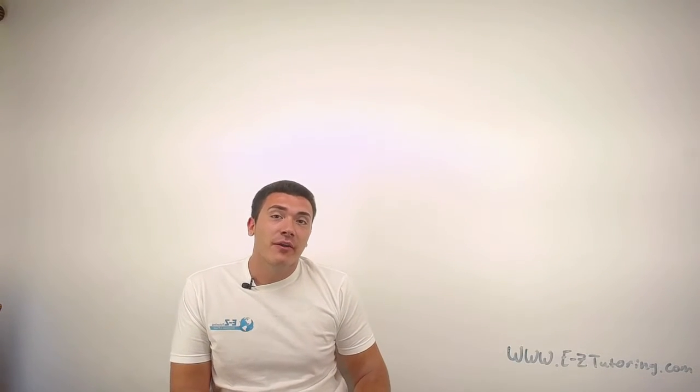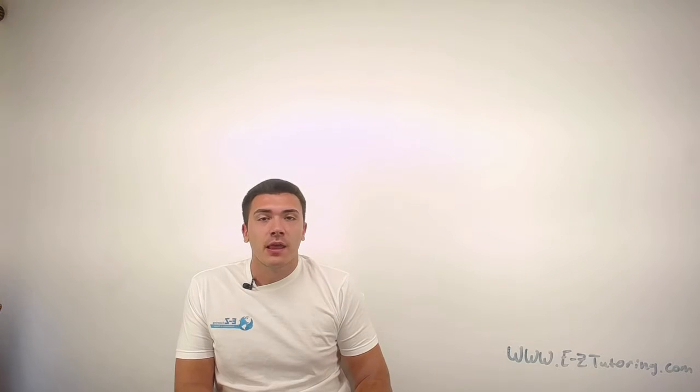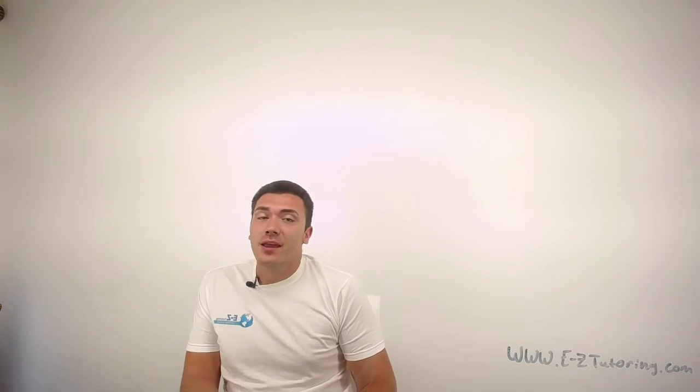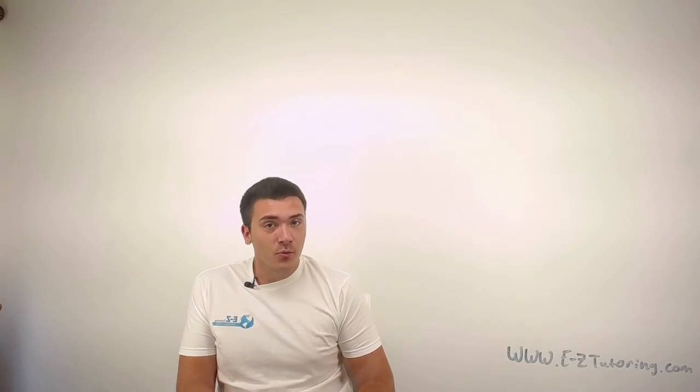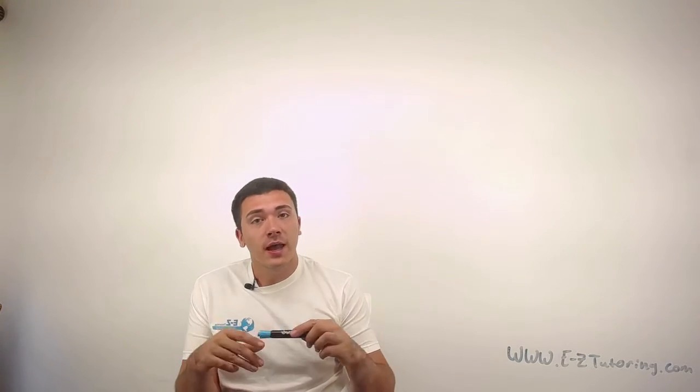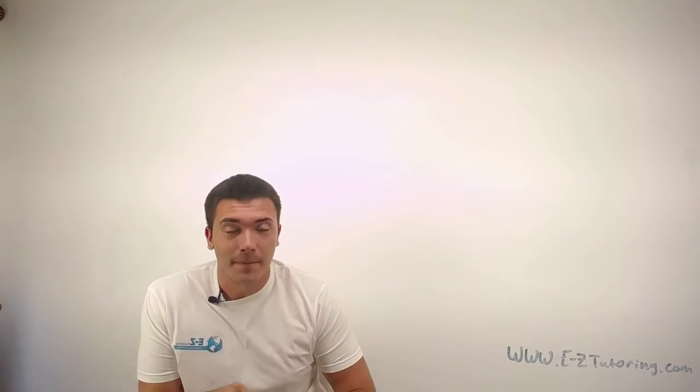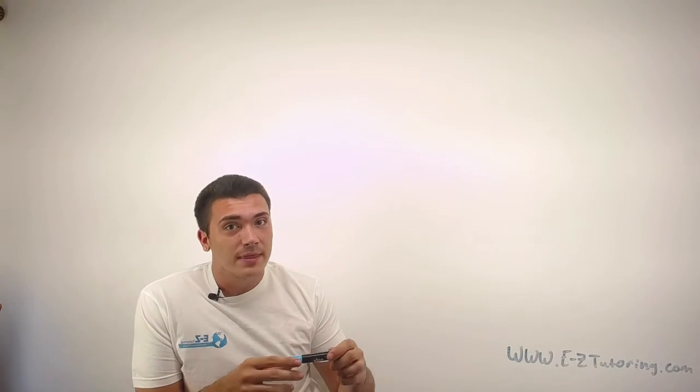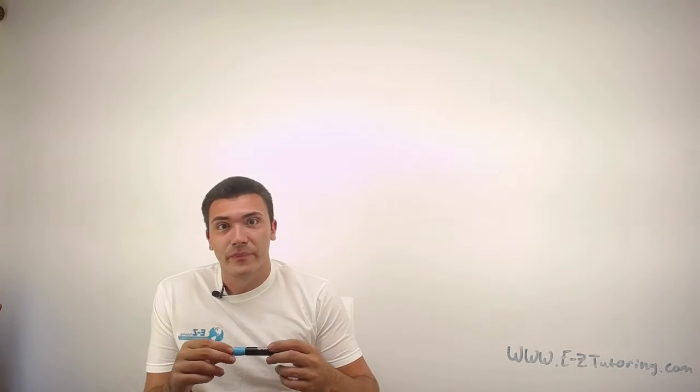Today we're going to cover how to solve exponential equations. The method we're going to use today is the change of base method, where we get the same base on both sides and set the exponents equal to each other. If you're looking for the natural log method, you will have to check out my other video.